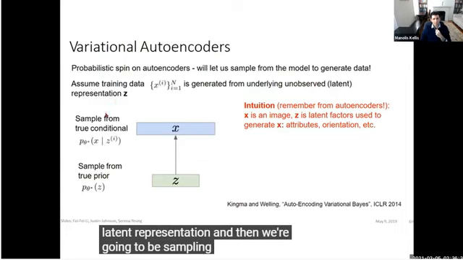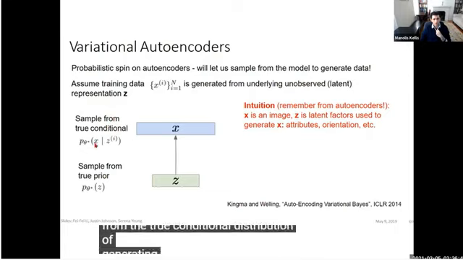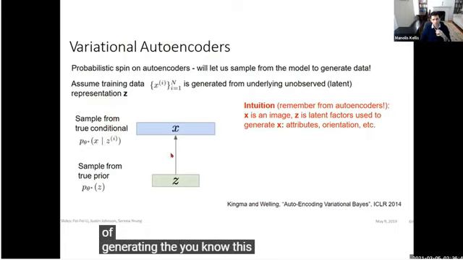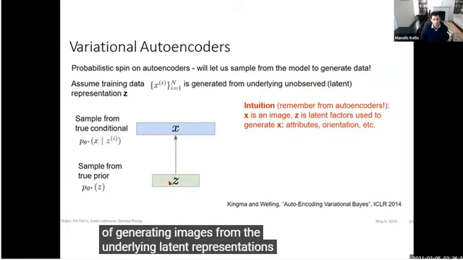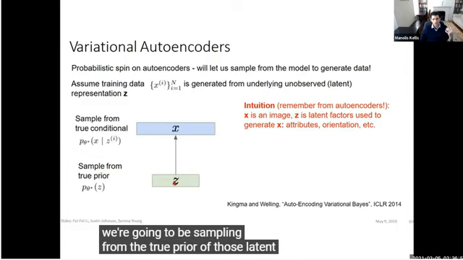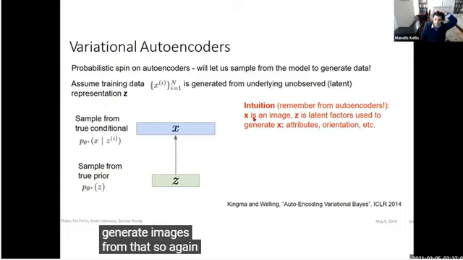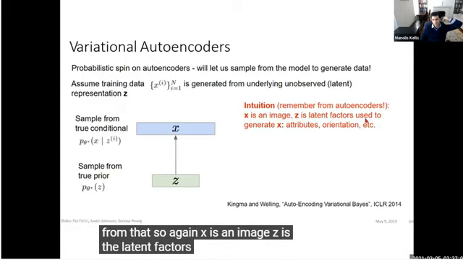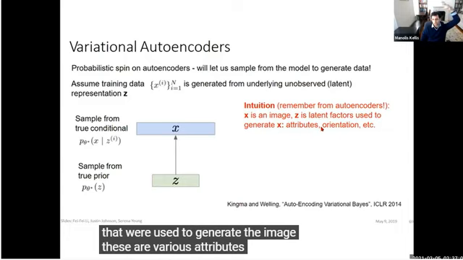Then we're going to be sampling from the true conditional distribution of generating this, which is the decoder part, generating images from the underlying latent representations. So we're going to be sampling from the true prior of those latent space vectors, and then we're going to generate images from that. Again, X is an image, Z is the latent factors that were used to generate the image. These are various attributes of the image.